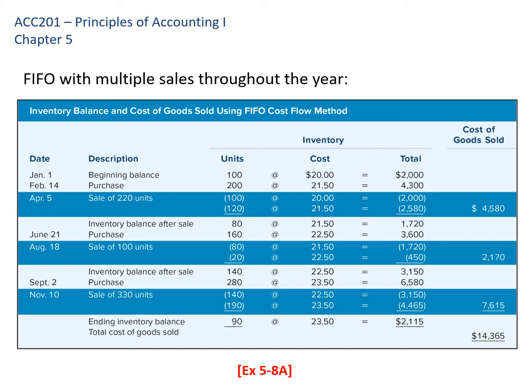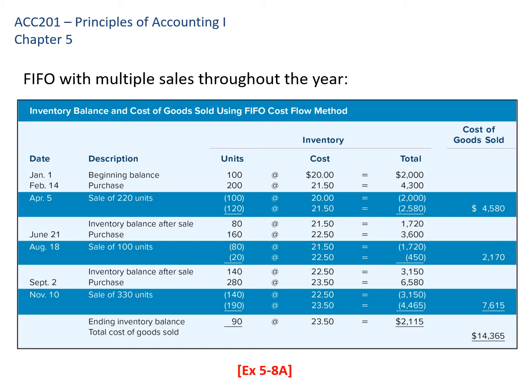Then we have the inventory balance after the sale. That's the 80 units that were left from our purchase on February 14th at $21.50. And then we have another purchase of 160 units at $22.50. So now we have 2 layers again. We sell 100 units, so we're going to take the oldest first and give them the $21.50 units. And then we have to dip into the $22.50 units to give them 20 more to make the sale of 100. After that, I'm left with 1 layer because the $21.50 layer is now gone. So I have 140 remaining of the $22.50 units.